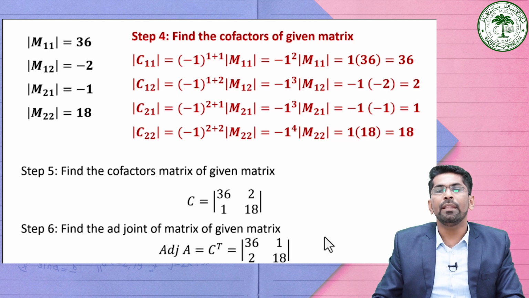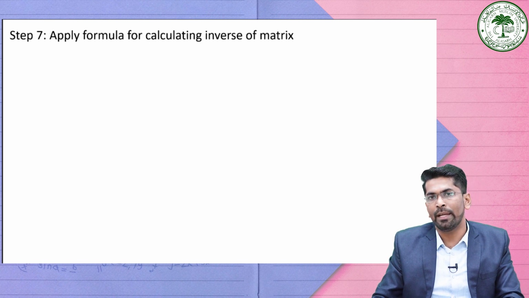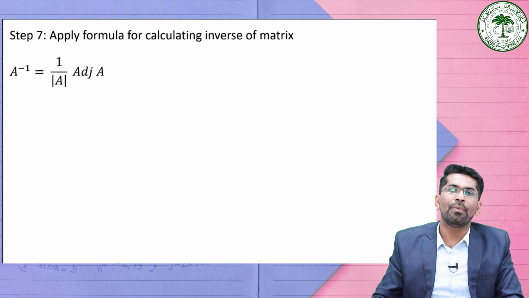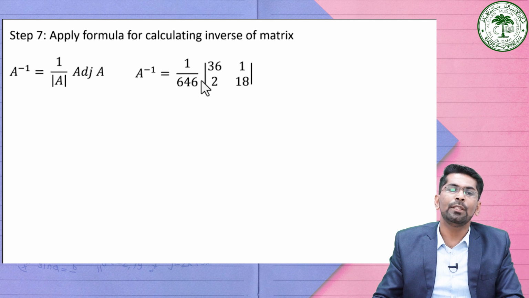After finding the adjoint of a matrix, the next step is to apply the formula for finding the inverse of a matrix. The inverse of matrix we can find is 1 by the determinant value of A into the adjoint A. So here we have already estimated the determinant value, which is equal to 646, and the adjoint is here 36, 1, 2, 18. If you multiply 1 by 646 with each and every element of the adjoint A, then you will get the inverse of the matrix.